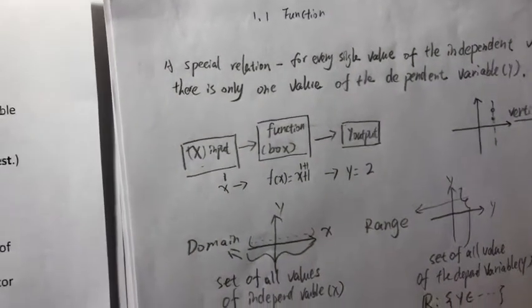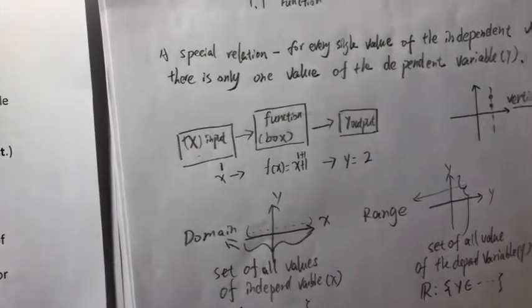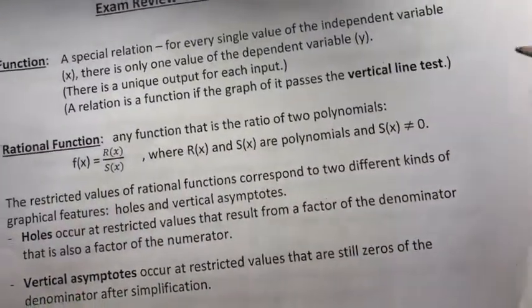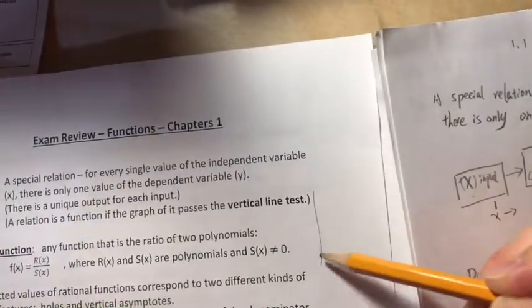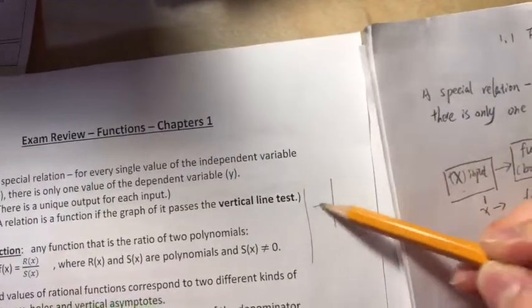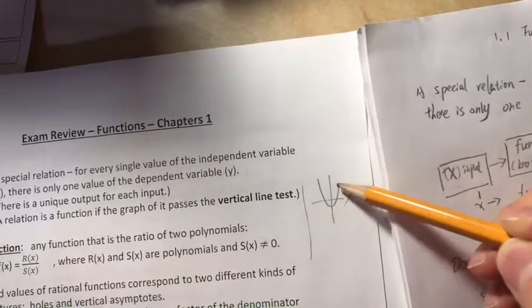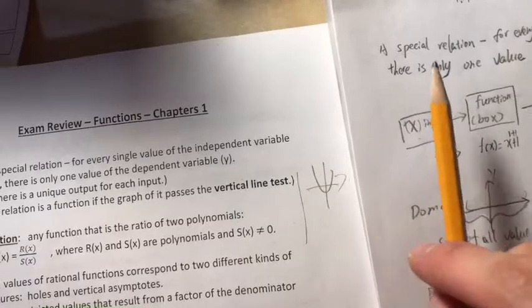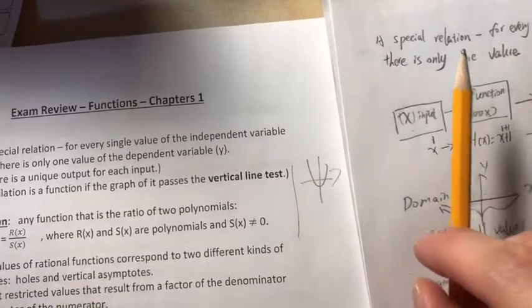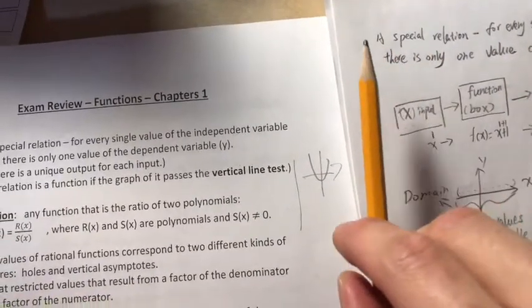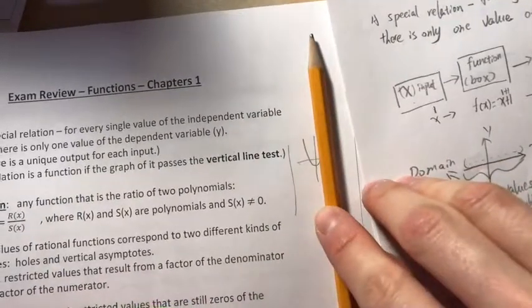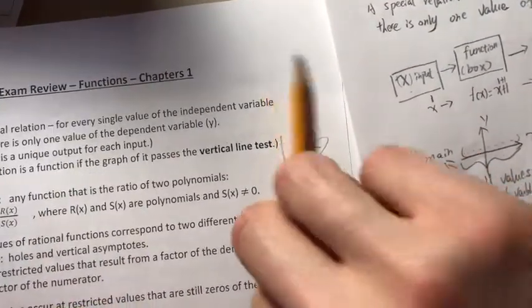Okay, and how do you know it's a function? There's a very simple way. It's called the vertical line test. So if the graph can pass the vertical line, which means if you look at the graph and this is a line, if you go past it and it's contacting only one answer at a time, it's a function.